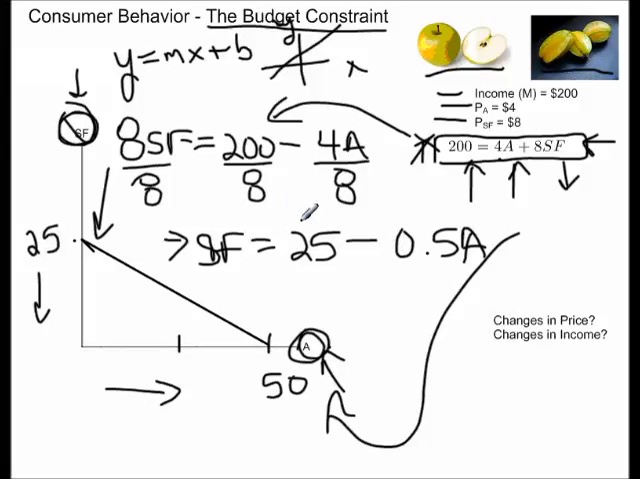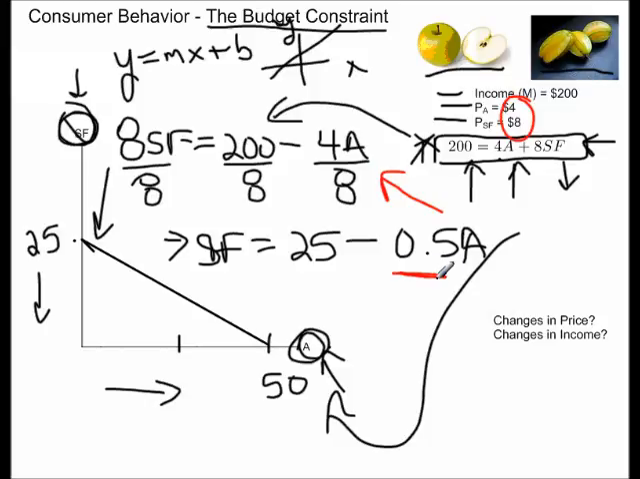The vertical intercept corresponds to the 25. That was, if you were going to spend all of your money on star fruit, how many star fruit could you buy? But there's something else going on here. What about this negative 0.5? That negative 0.5, where did it come from? It came from negative 4 divided by 8, which was a ratio of the two prices.